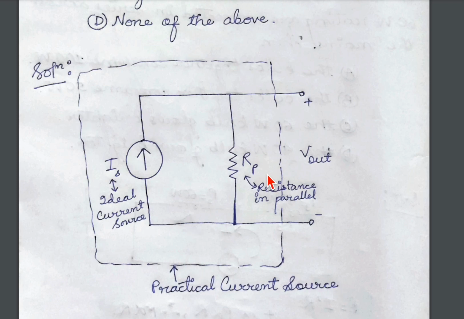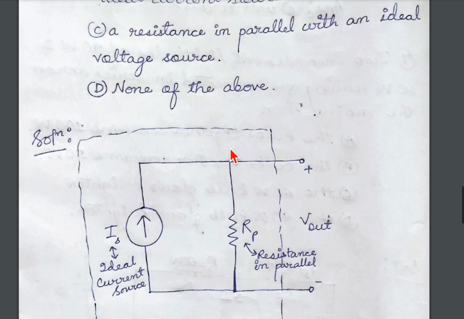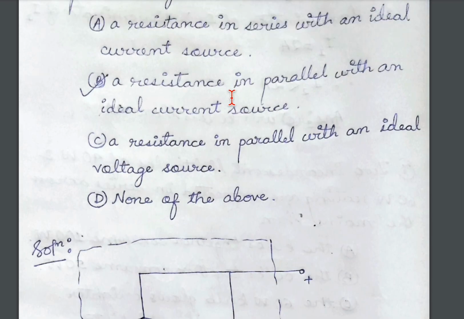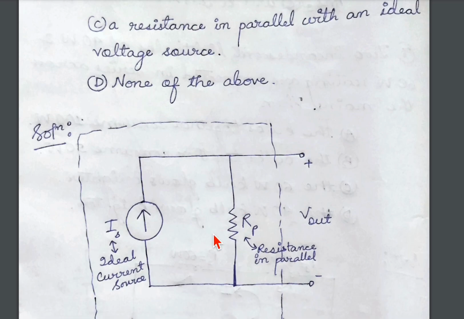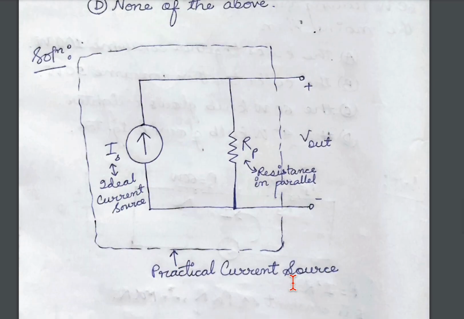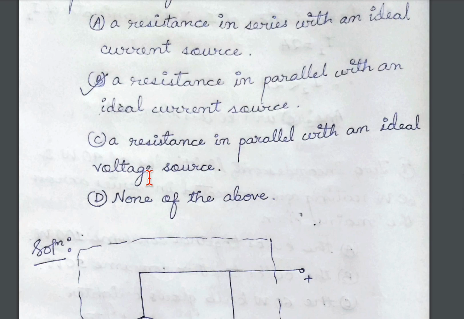This is what happens. So why high resistance? So that minimum or negligible current flows through here, so that there's no current bypass. So we have our answer, which is B, a resistance in parallel with an ideal current source. A resistance, a high resistance actually, in parallel with an ideal current source is called practical current source. Option B is the answer.